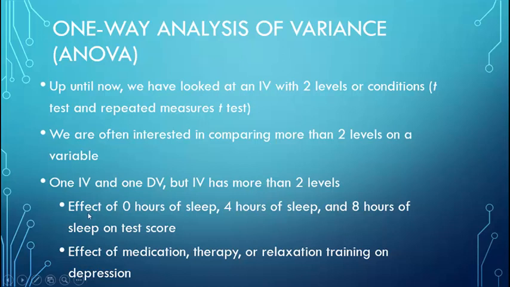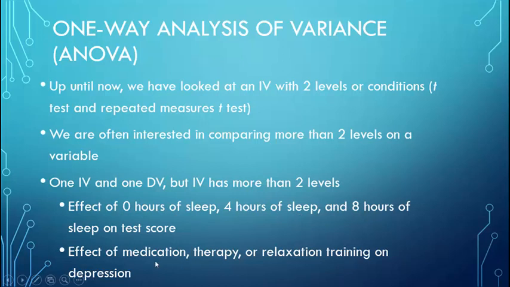So if we are looking at the independent variable of hours of sleep, and we have a 0 hours of sleep group, a 4 hours of sleep group, and an 8 hours of sleep group, and we compare them all on test score, thinking that somehow hours of sleep would impact test score, for an ANOVA we would have 3 or more groups, so 0 hours of sleep, 4 hours of sleep, and 8 hours of sleep.